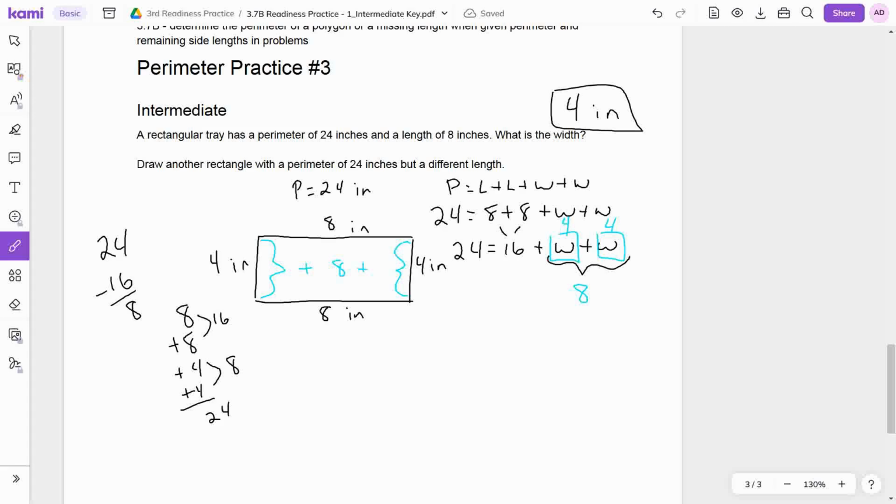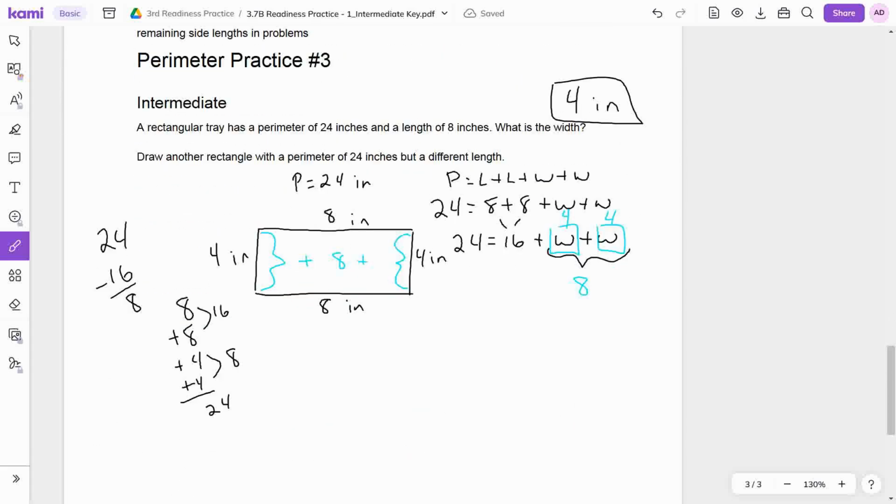Then we need to draw another rectangle with a perimeter of 24 inches. So I needed to add up to 24. Easy way to do that would be to, let's just take some of the inches from our length and add it to our width, right? So if this is an 8, right? If I take away 3 from here, take away 3 from here, I would get 5 and 5. And if I add those 3 back over here, I'll get 7 and 7.